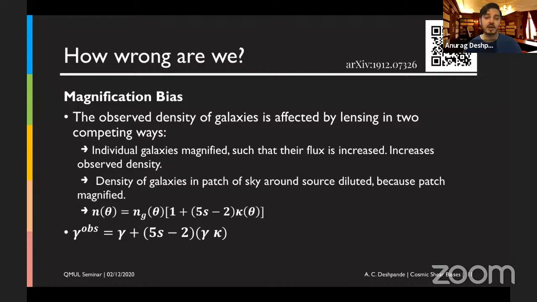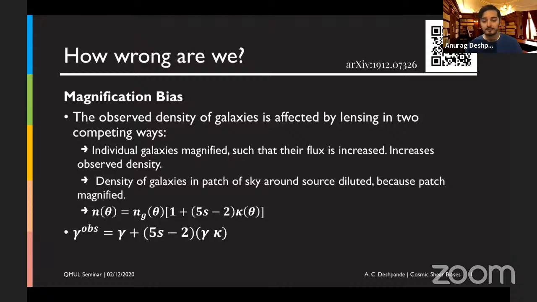Individual galaxies are magnified. So individual galaxies that may sit just outside the flux limit of your survey are magnified such that their flux is increased, so they're suddenly within the flux limit. This increases your observed density. On the other hand, the density of galaxies in the patch of sky around these magnified galaxies is diluted, because the patch is also slightly magnified. And both of these effects can also go the other way.